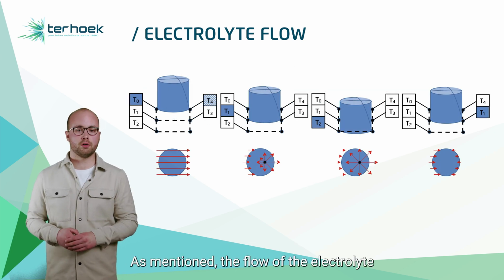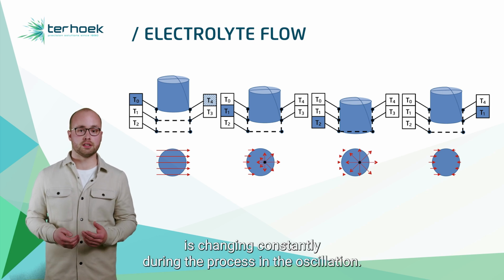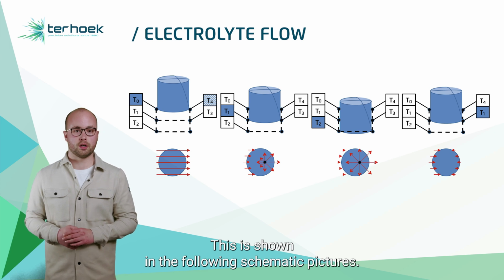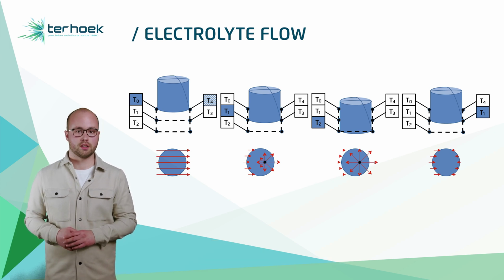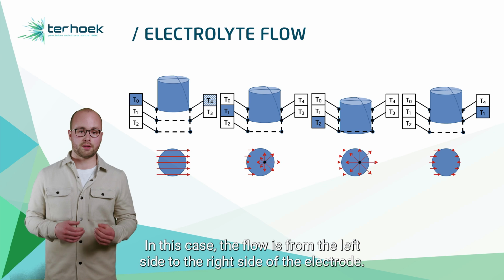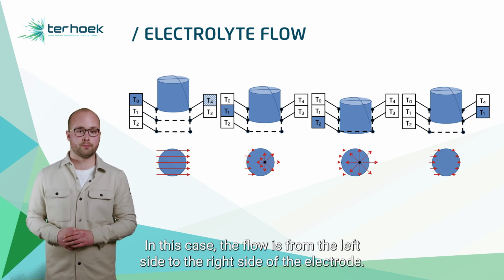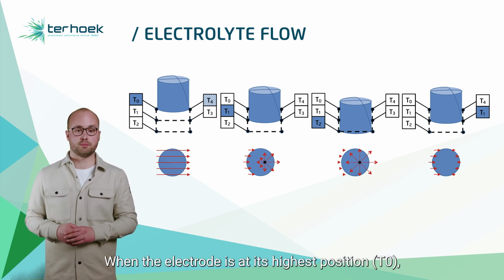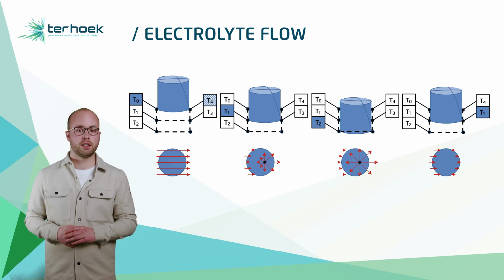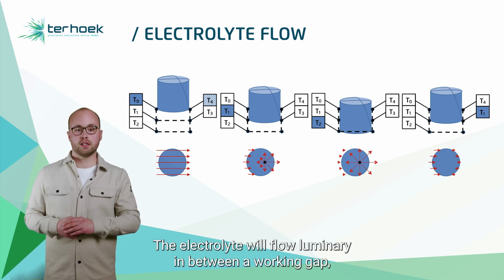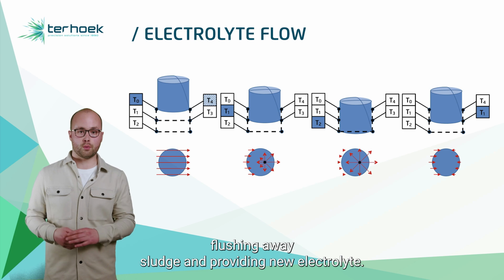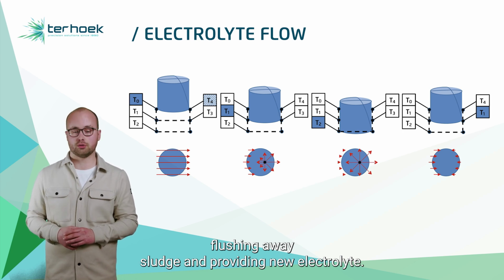As mentioned, the flow of the electrolyte is changing constantly during the oscillation. This is shown in the following schematic pictures. In this case, the flow is from the left side to the right side of the electrode. When the electrode is at its highest position, T0, the electrolyte will flow laminarly in between the working gap, flushing away sludge and providing new electrolyte.